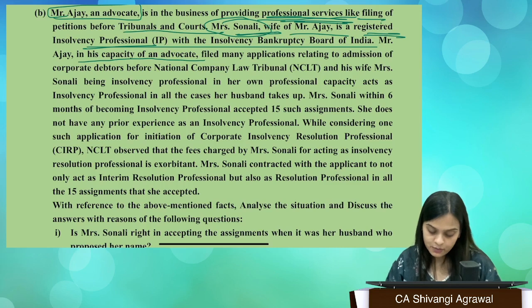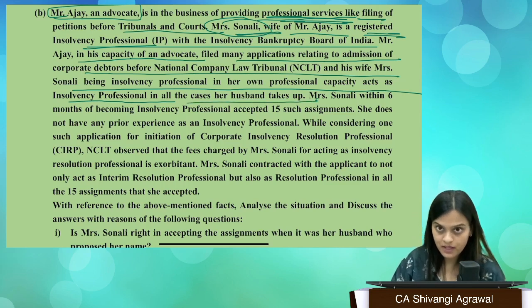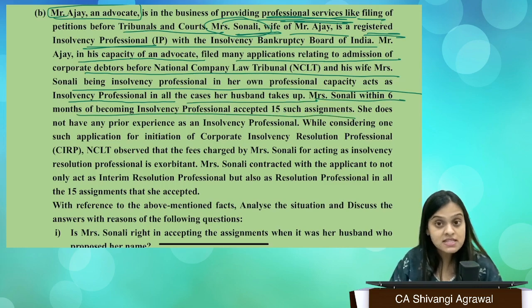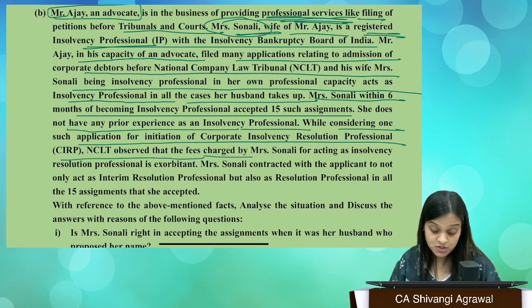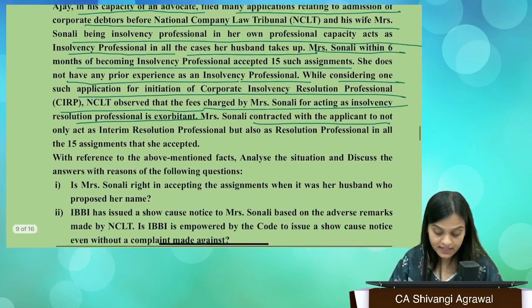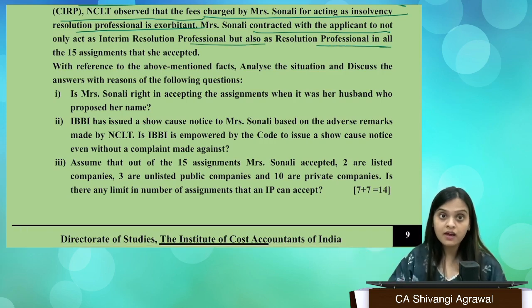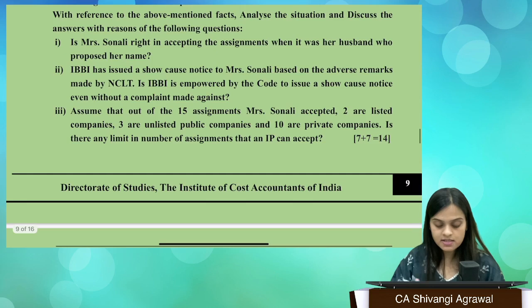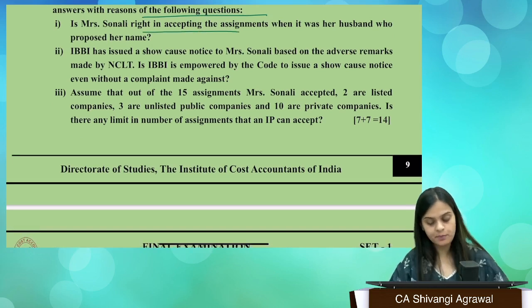Mr. Ajay, in his capacity as an advocate, filed many applications relating to admission of corporate debtors before NCLT, and his wife, Mrs. Sonali, being IP in her own professional capacity, acts as IP in all the cases her husband takes up. Mrs. Sonali, within 6 months of becoming IP, accepted 15 such assignments. She does not have any prior experience as IP. While considering one such application for initiation of CIRP, NCLT observed that the fees charged for acting as IP is exorbitant. Mrs. Sonali contracted with the applicant to not only act as IRP but also as RP in all the 15 assignments that she accepted. With reference to the above mentioned facts, analyze the situation and discuss answer with reasons of the following questions. Is Mrs. Sonali right in accepting the assignments?